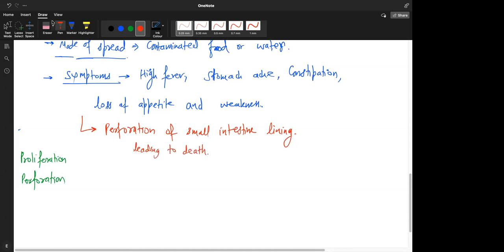If it is unchecked and untreated. So do you understand proliferation versus perforation, everyone? Please write it down. Proliferation: division and differentiation of different types of cells. And perforation is creating small pores or holes in a cell or a membrane. Okay.